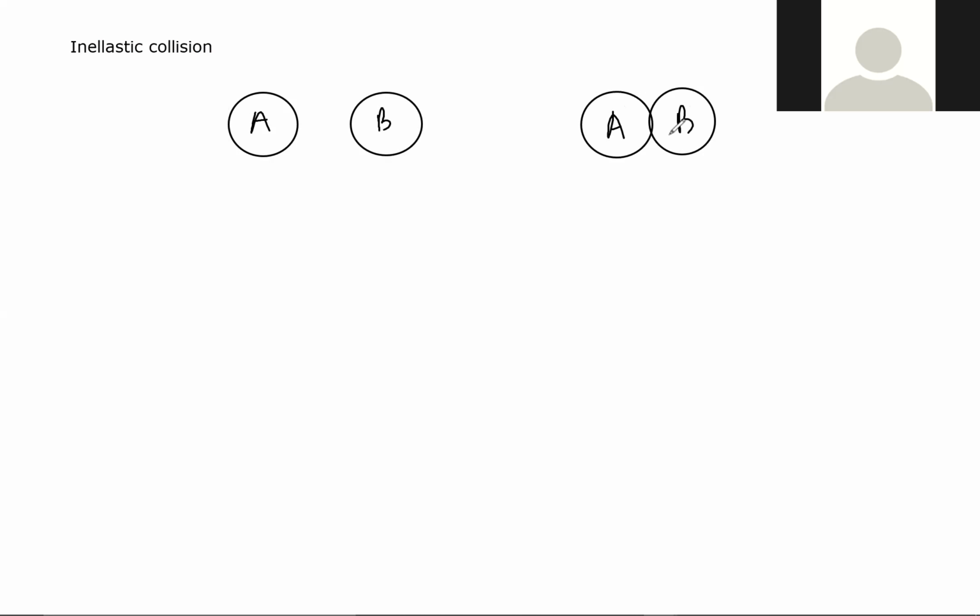Okay, now let's say object A is moving to the right, with velocities V1 and V2. After collision, they both move together. In inelastic collision, they both move together, meaning that both objects share the same final velocity. Previously in elastic collision, each had its own velocity after collision, but in this case the two objects share the same velocity. So momentum is also conserved in this case.